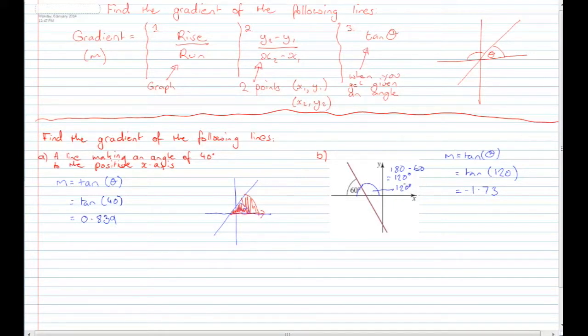Alright, now because I'm talking degrees and I want to find the gradient, I'm going to use tan theta. So m is equal to tan theta, which is equal to tan of 120 degrees, which is equal to negative 1.73.